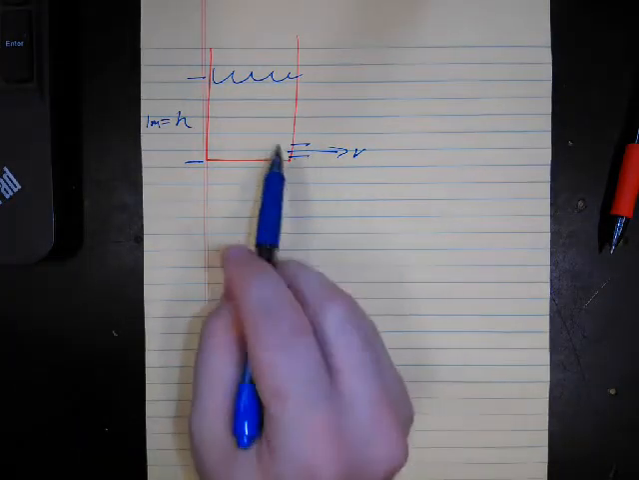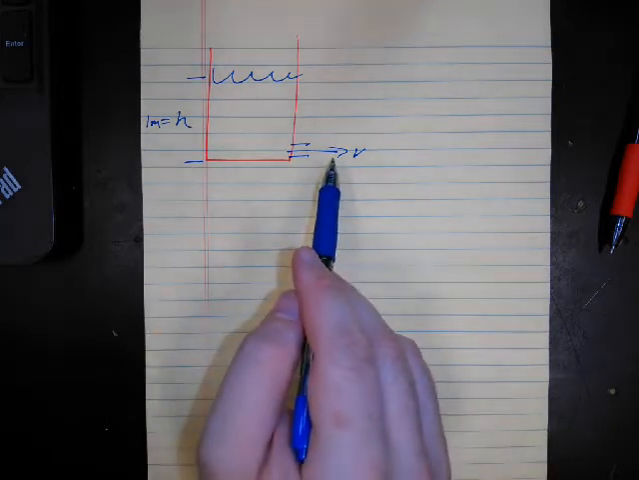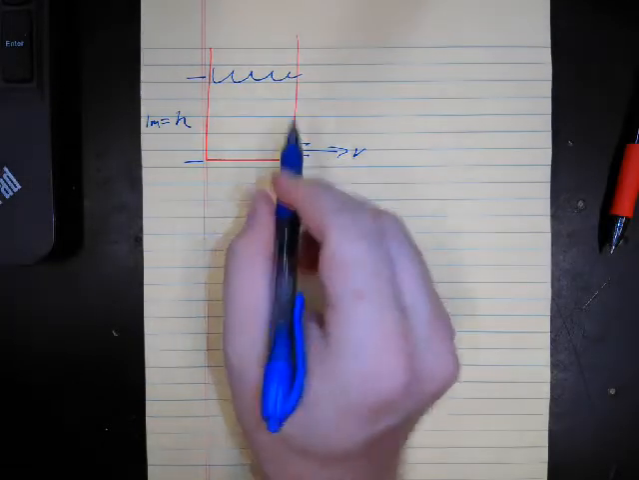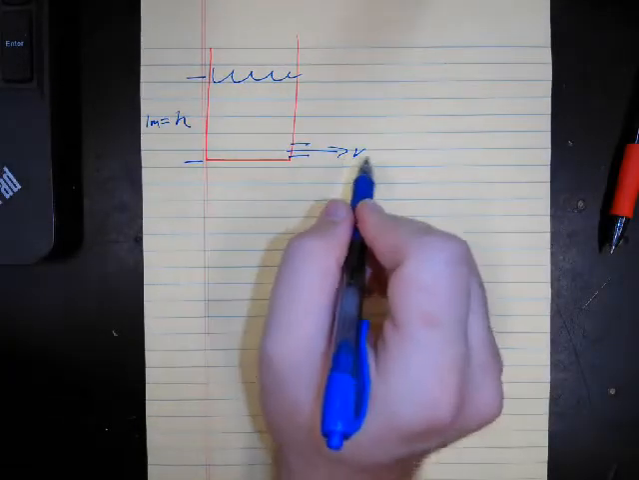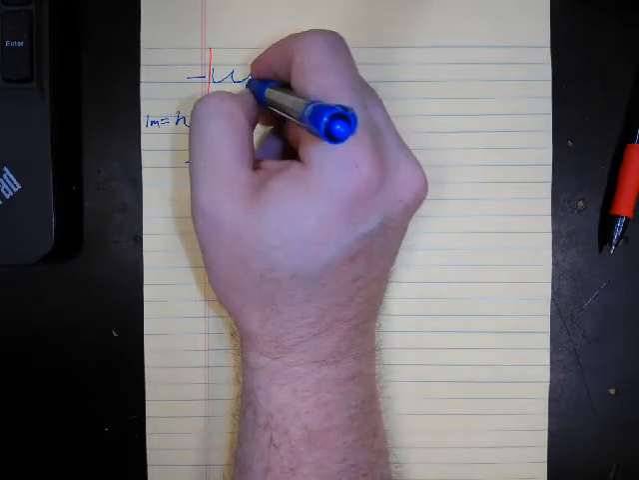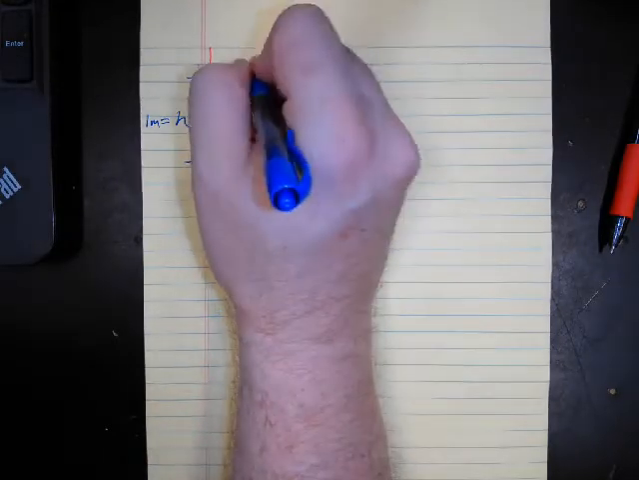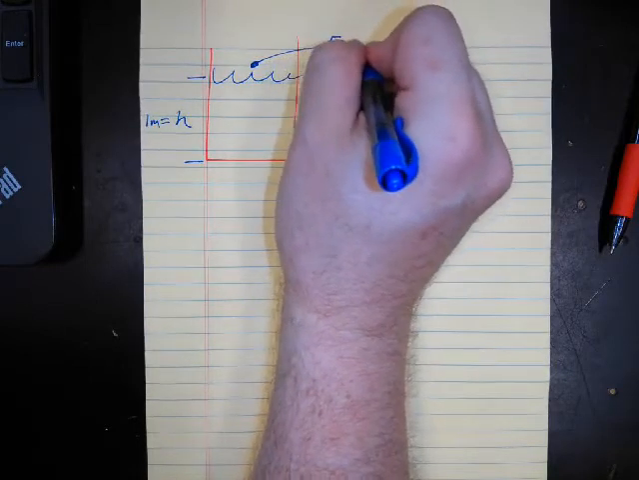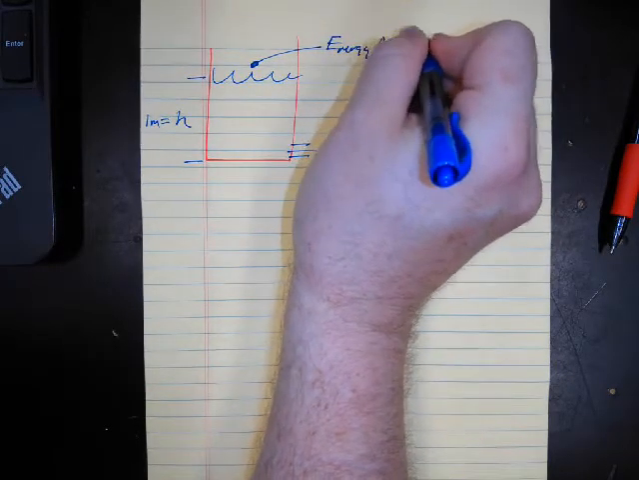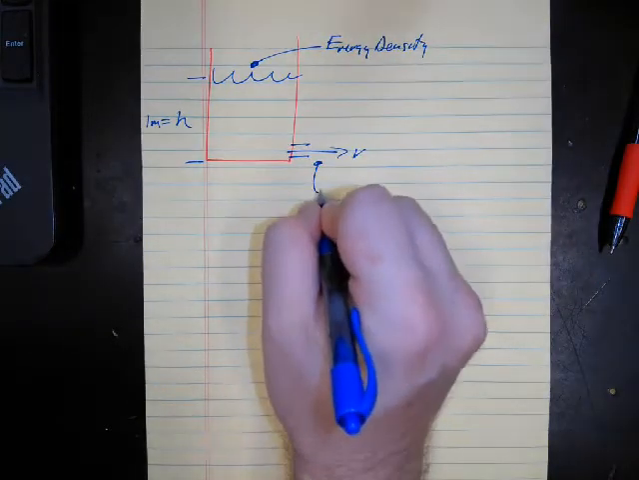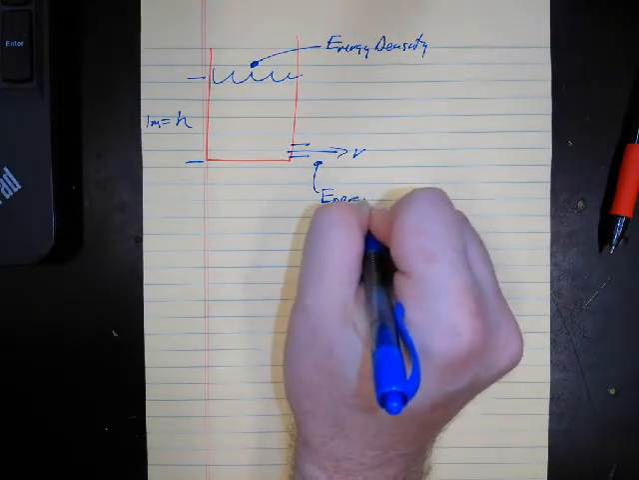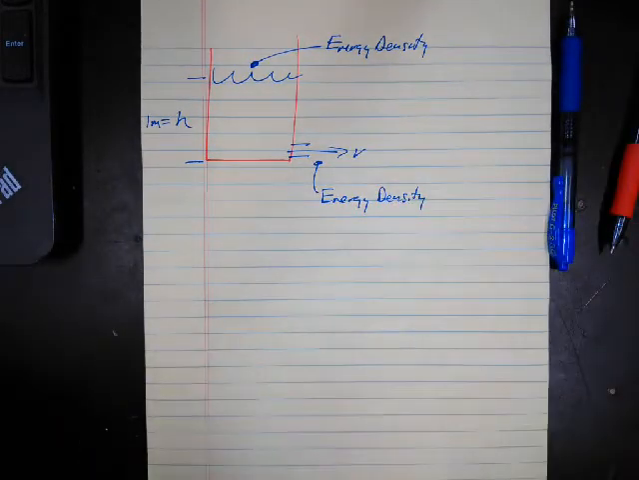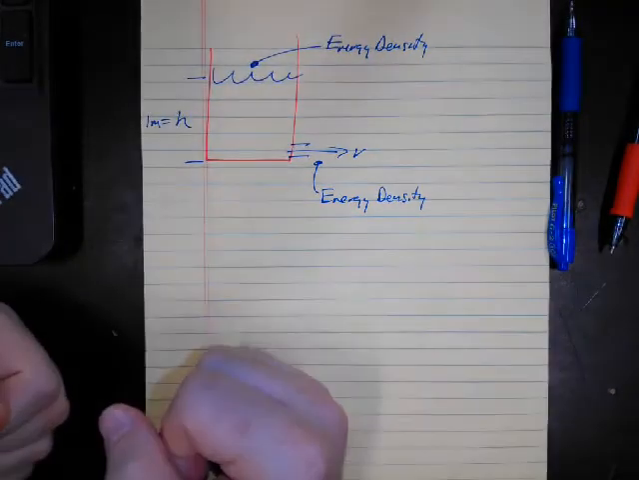So to do that, we need to figure out what's going on everywhere else in the system. And what we're going to say is that this hole is very small compared to this hole. So as fluid flows out, not that much can flow out. So we're going to talk about the energy density here. And then we're going to talk about the energy density here. And those two energy densities have to be equal. That's the energy conservation bit.